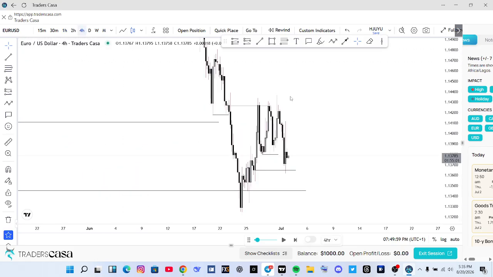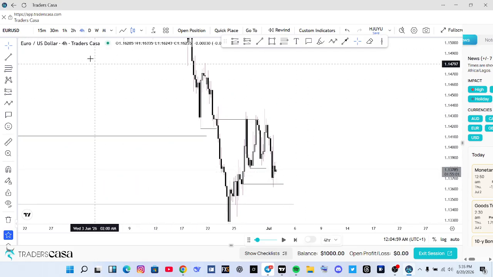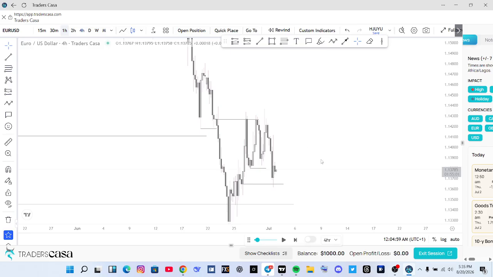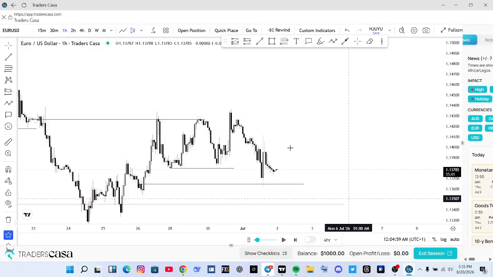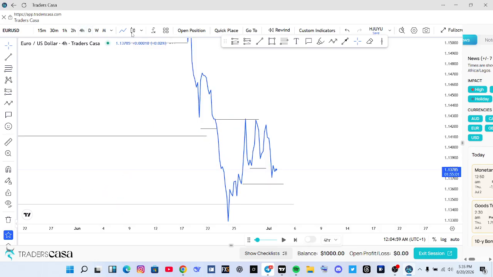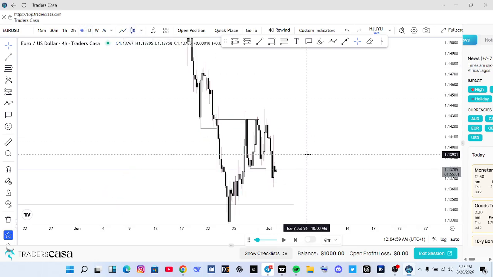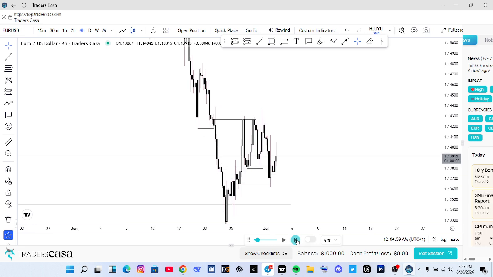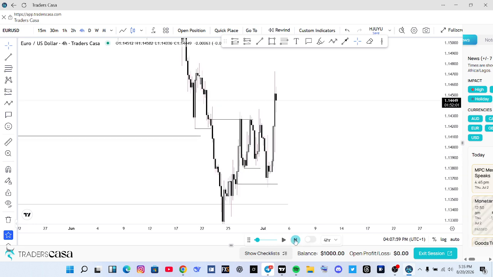Let me go back to the 4 hours. If I get a valid break on a 1 hour, I can buy from here. I've not gotten a break yet on 1 hour. Look at it, no break yet. So if I get a valid break, I might risk it to buy from here. We're not talking about entries. Here you go.